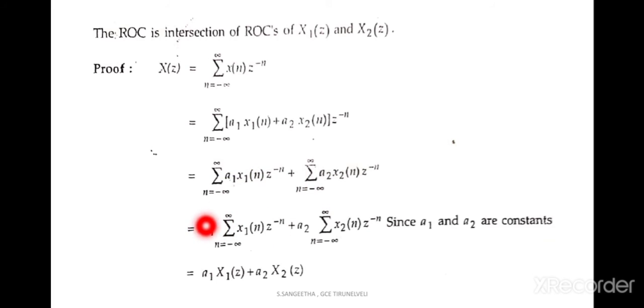So we are getting the equation as a1 summation of n equals minus infinity to infinity x1(n) z to the power minus n plus a2 summation of n equals minus infinity to infinity x2(n) z to the power minus n. Next we write the summation of x1(n) z to the power minus n as capital X1(z), and for the other we replace it as capital X2(z). So we are getting the equation a1 X1(z) plus a2 X2(z). Thus the left hand side and right hand side can be proved.